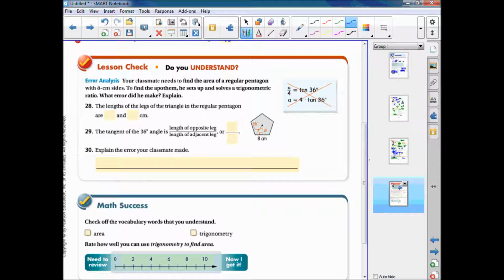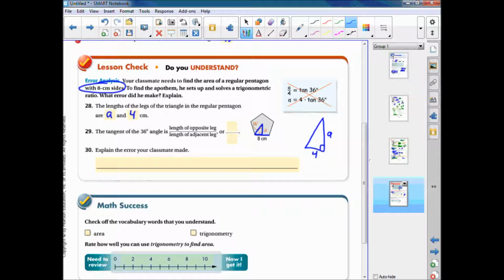So the lengths of the legs of the triangle in a regular polygon are going to be A and 4. So this is what's going on here. So we have a regular pentagon, and it has 8 centimeter sides. So there's our 8 centimeters for that. And we have the lengths are going to be A and 4 for our triangle. So if we split off this little triangle in here, we have A for the apothem, and we have 4 for half of one of the sides. Okay. So the tangent of 36 is the length of the opposite leg over the length of the adjacent leg.